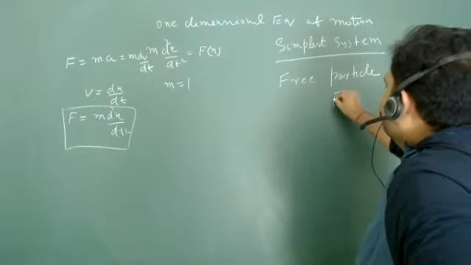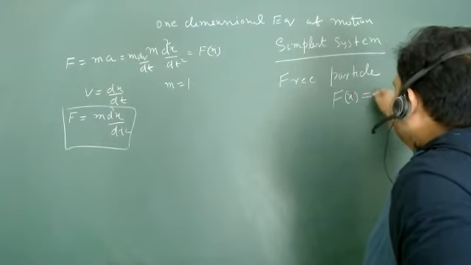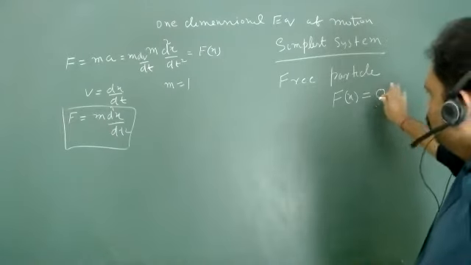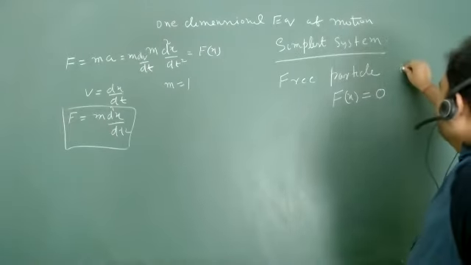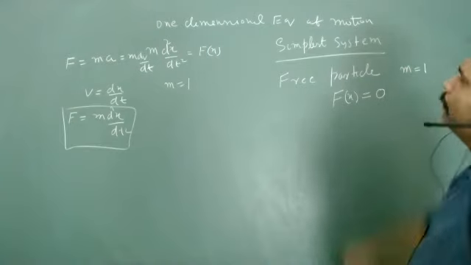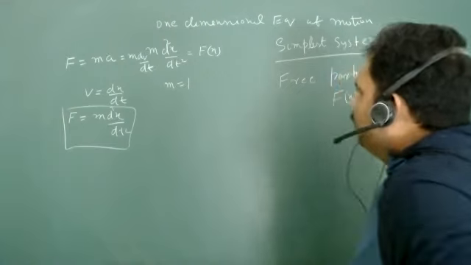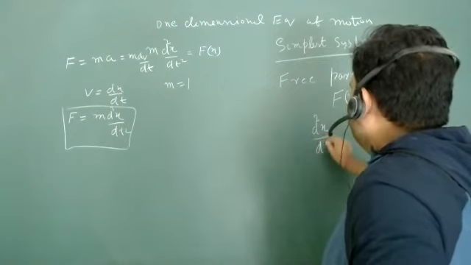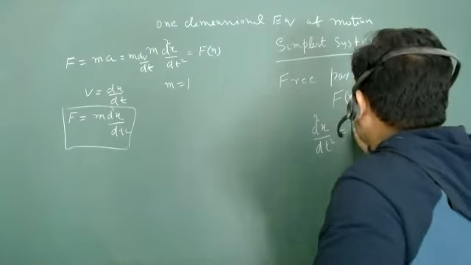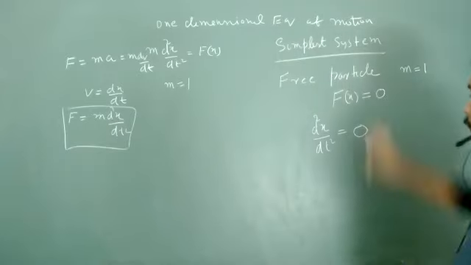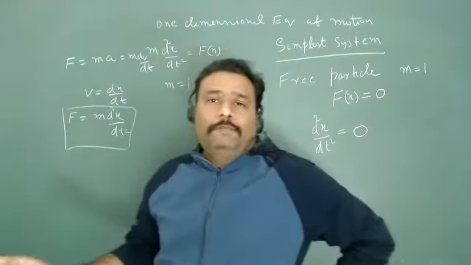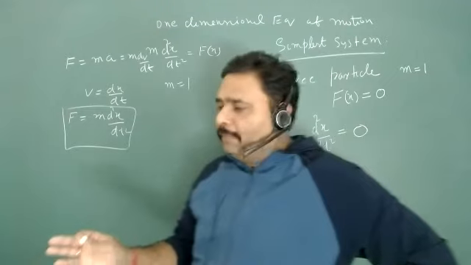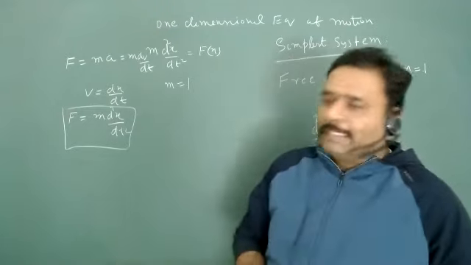So this is a free particle. That means there is not any external force, Fx is equal to 0. For the calculation purpose, I take unit mass, m is equal to 1. And then I have to solve this equation, d square x upon dt square is equal to 0. This is absolutely 0 force. This is the simplest system we have ever encountered in classical mechanics.